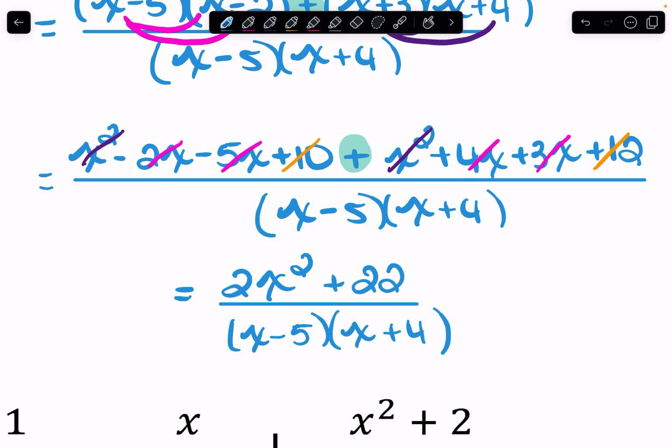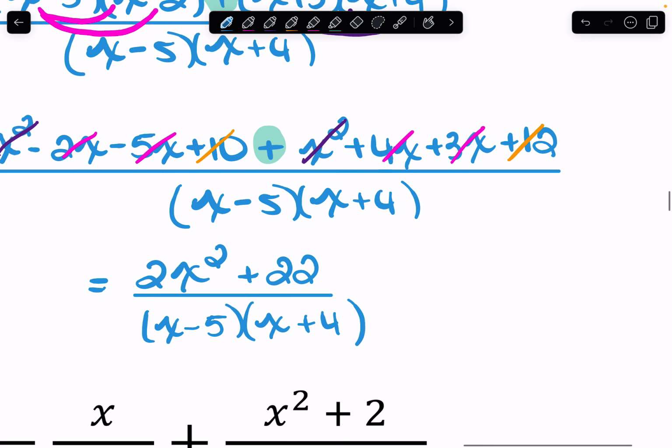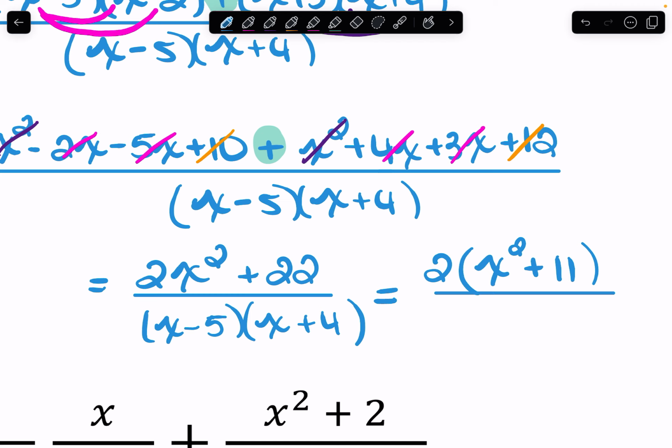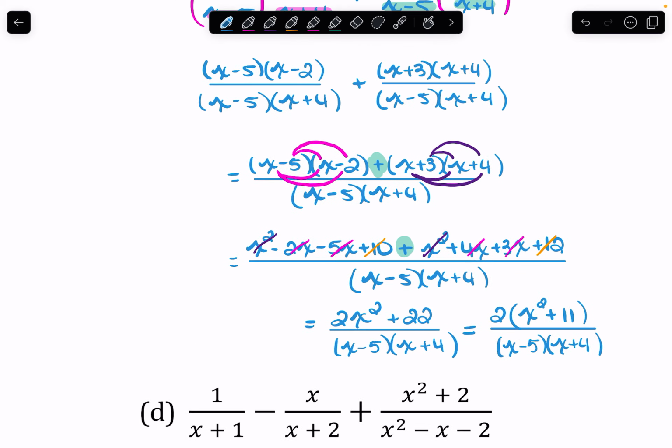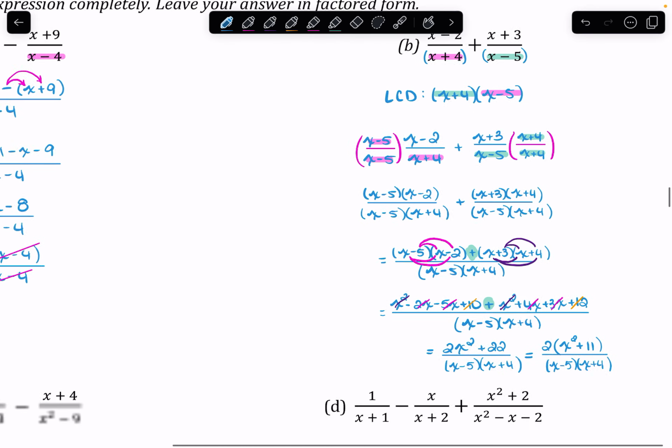All right, final answer is in factored form. So again, the denominator is already factored, so I'm going to go sideways because I'm out of room. Numerator, they have a 2 in common, so we're going to factor that 2 out, and that is x squared plus 11. And then the denominator stays x minus 5, x plus 4. There's that one. Oh, it's way up there.